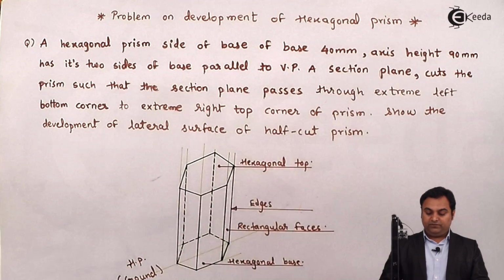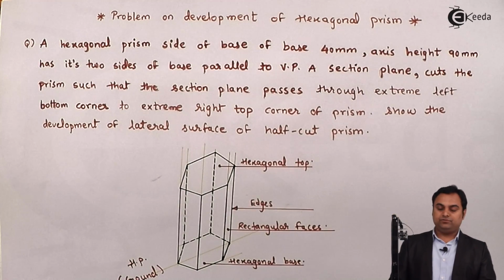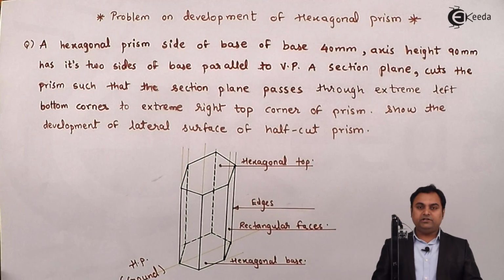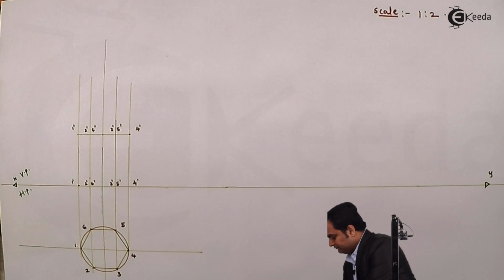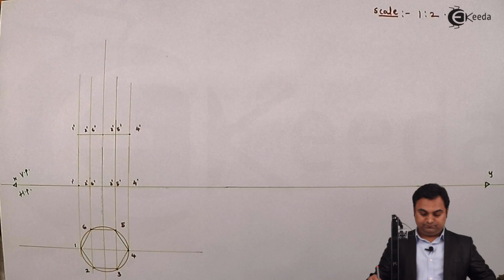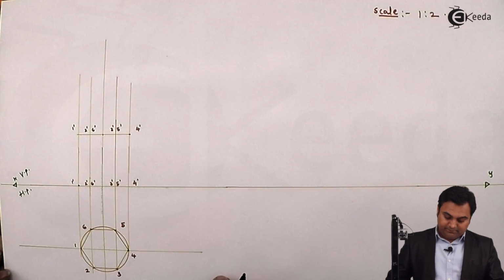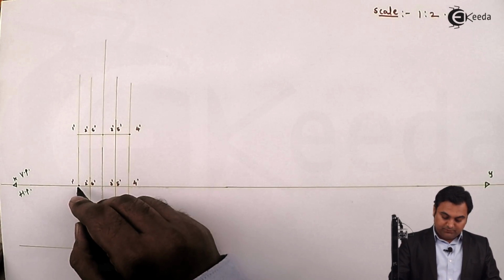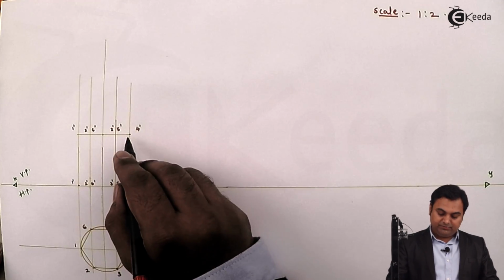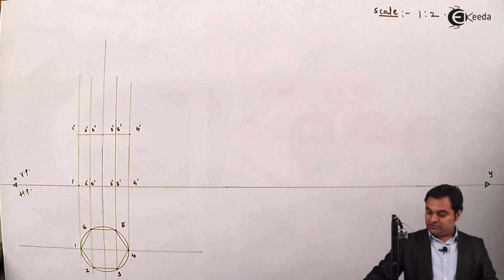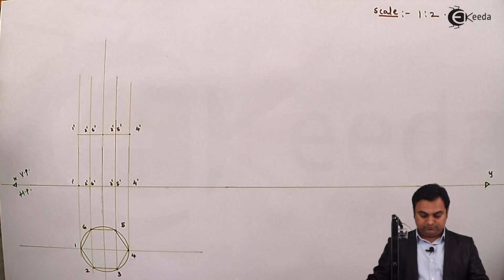Show the development of lateral surface of this half cut prism. So we have to draw the development for it. Now, as the cutting plane is passing through the extreme left bottom corner and extreme right top corner, here I draw the cutting plane.